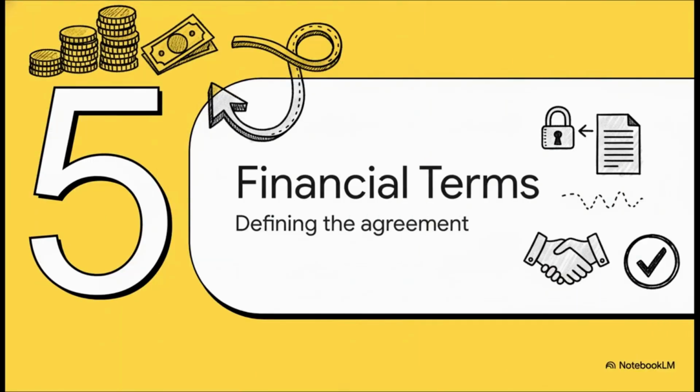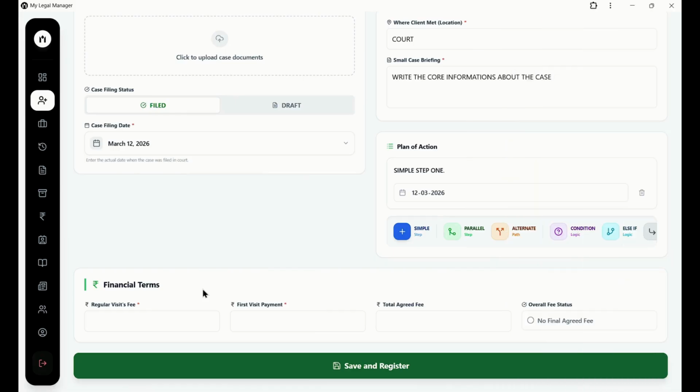Let's talk about the money. The next essential step is to clearly define and record the financial agreement you have with your client. Getting this down ensures everyone's on the same page from the very beginning. Here you will first put the regular visiting fee or the consultation fee that you might want to set up for that particular client. Then you will select the amount of money the client gave you on the first visit.